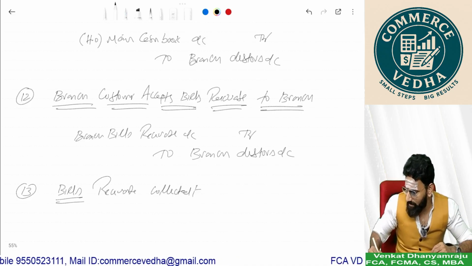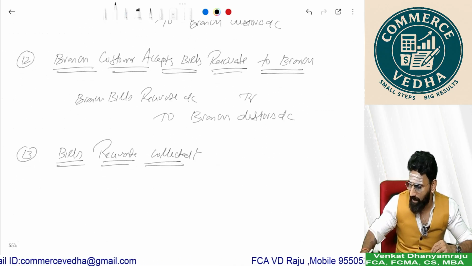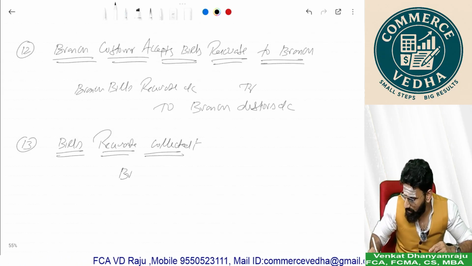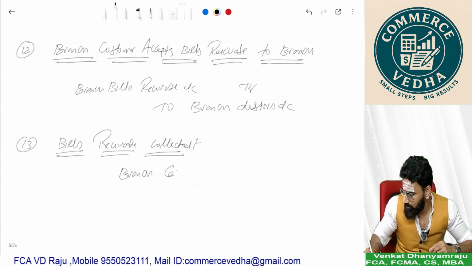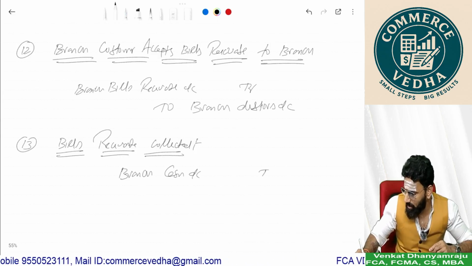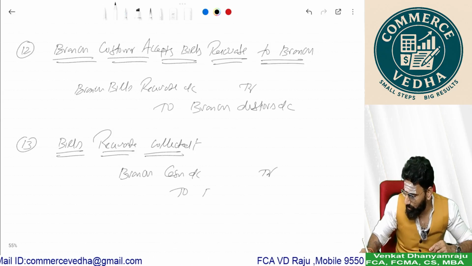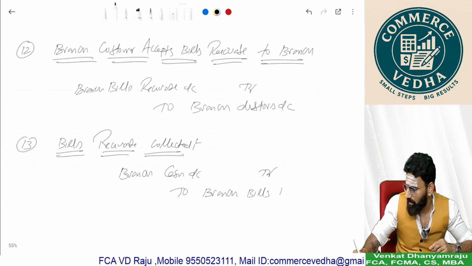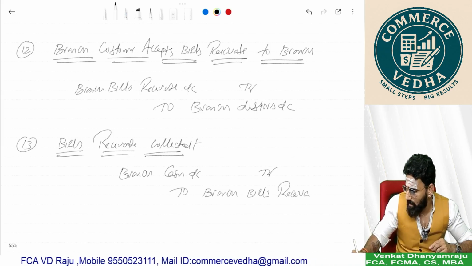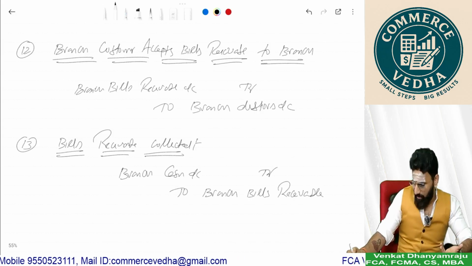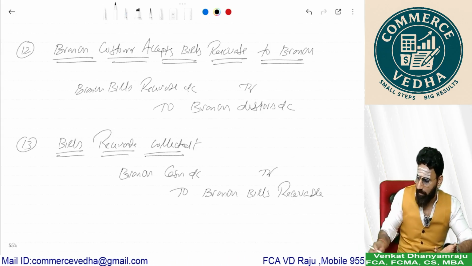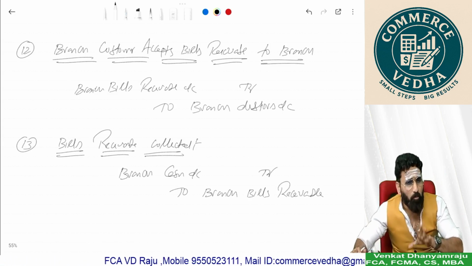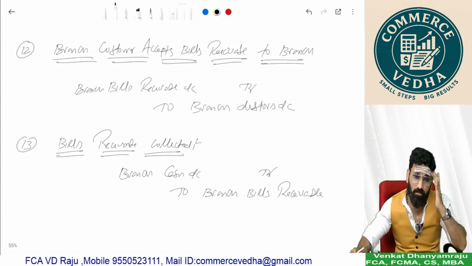When bills receivable is collected, where the money will come? To your branch cash. So the entry is branch cash account debit to branch bills receivable. In fact, it is cash to debtors. In between, he gave bill and bill is encashed. So these are the important transactions we should always keep in mind.